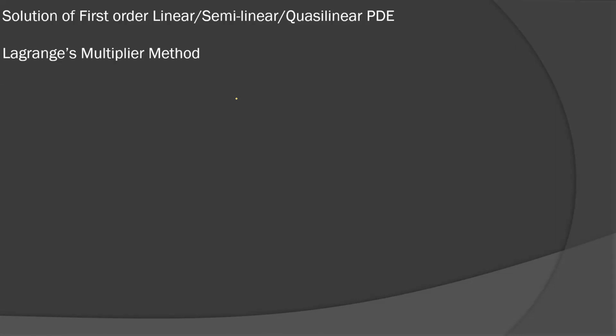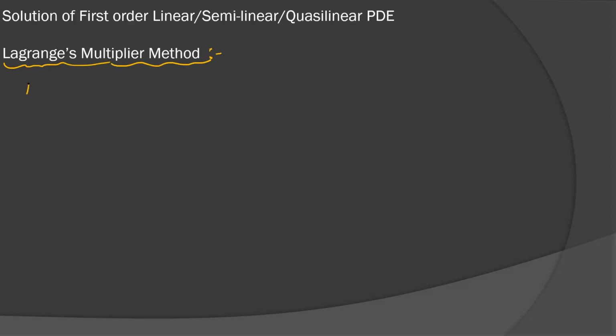I told you in lecture 1 what are the types of linear, semi-linear and quasi-linear PDE. Quasi-linear PDE is a generalized form. Linear and semi-linear are special types of quasi-linear PDE only. So for that we have a very good method that is called Lagrange's multiplier method.